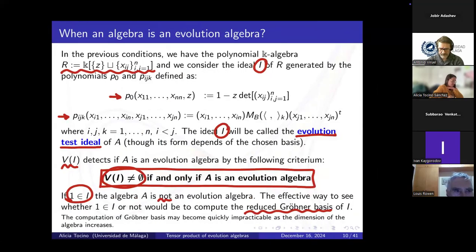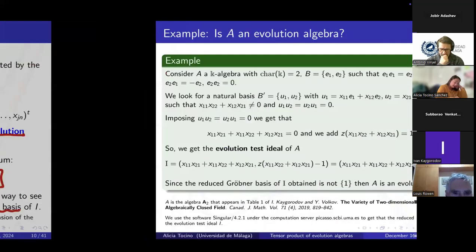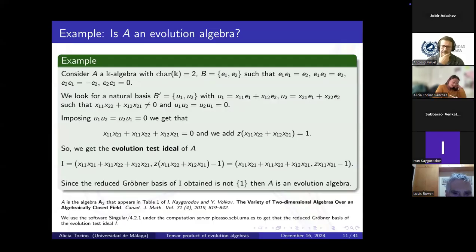Okay, so how can we use it? We consider a K-algebra, of characteristic equal to, and a basis e1, e2, such that, and we have all the multiplications: e1 squared, e1 e2, e2 e1, e2 squared.